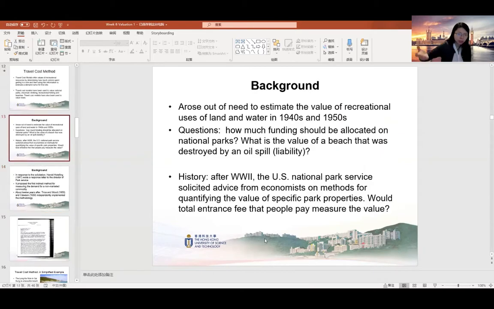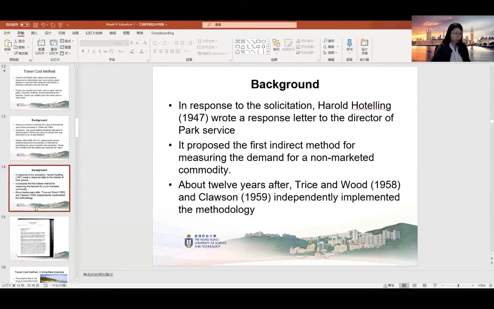And the problem is that it's not a marketed good. If it's Disneyland, then we're able to judge how much people value Disneyland by looking at the entrance fee you're willing to pay, and how many people are willing to pay this entrance fee. But since we're talking about national parks and they're free, we won't be able to directly look at a market price because there's no market for that.